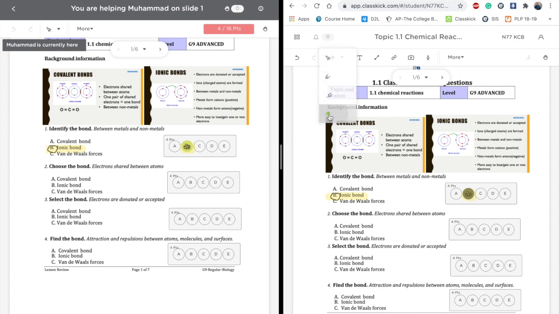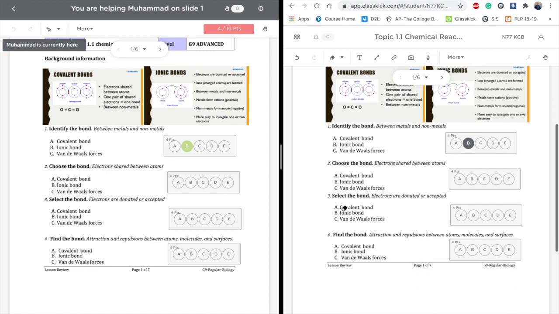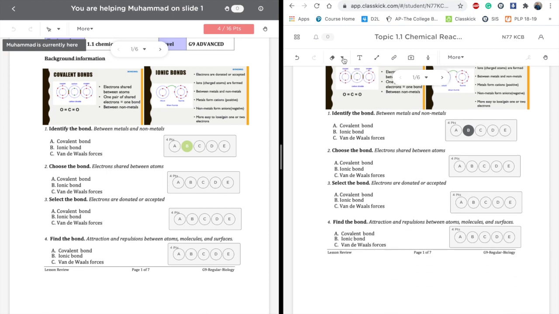Let me erase all these. Let me erase the ionic bond and this from the back side. See, now the answer over here with the teacher is green. It shows that you are correct. Let us move to the second without making any mistake.